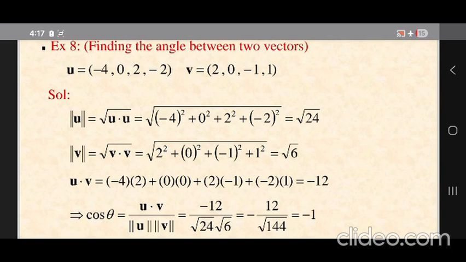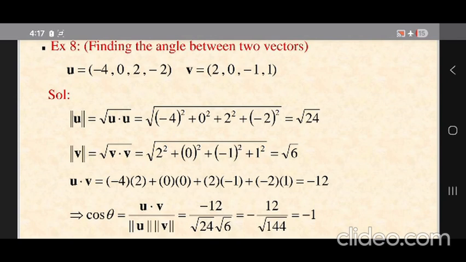First, find the value of norm u. Norm u is the root of u dot u, which is the root of (-4) squared plus 0 squared plus 2 squared plus (-2) squared. The answer is root 24. Then norm v equals root of v dot v, equals root of 2 squared plus 0 squared plus (-1) squared plus 1 squared, equal to root 6.